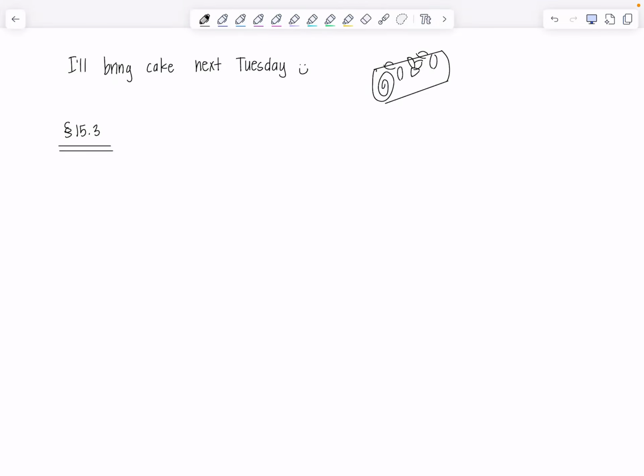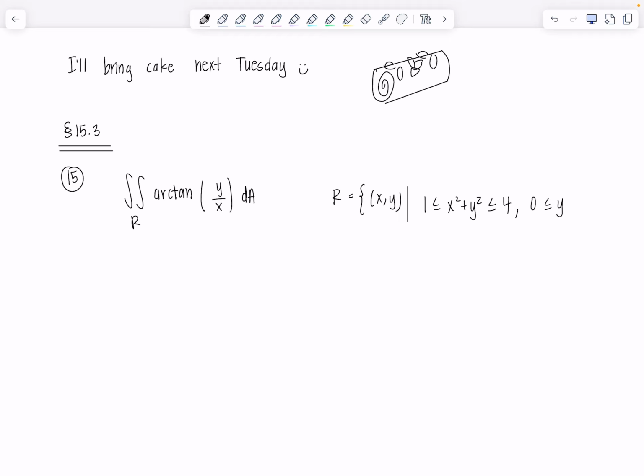Double integrals in polar coordinates, starting with number 15 by popular demand. Evaluate the given integral by changing to polar coordinates. So, double integral over R of arctan of y over x dA, where R is the region in the xy plane such that x squared plus y squared is greater than or equal to 1 and less than or equal to 4, and then y is less than or equal to x, and x is greater than or equal to 0.